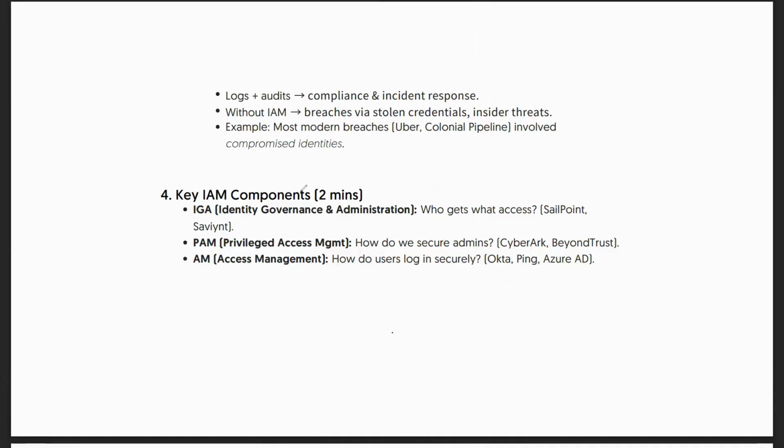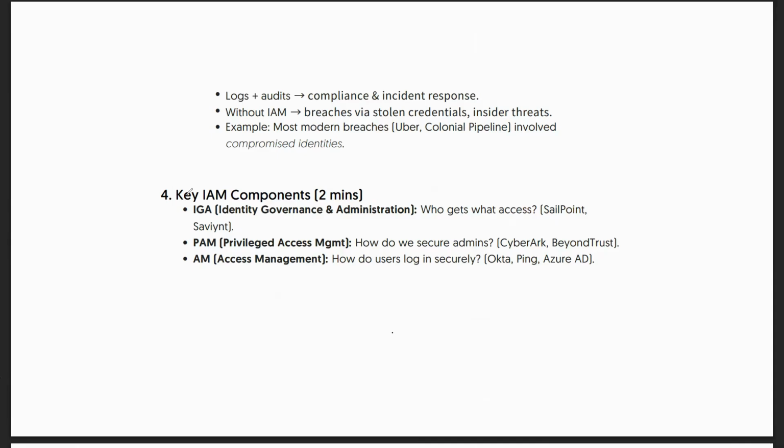Another component of IAM is logs. It would log and do the auditing function, primarily for compliance and incident response. Without IAM, breaches happen, as we discussed, via stolen credentials and insider threats. Example, most modern breaches like Uber and Colonial Pipeline involved compromised identities primarily. There was no other reason, right?